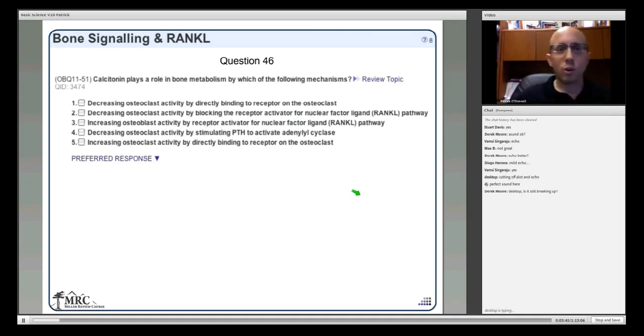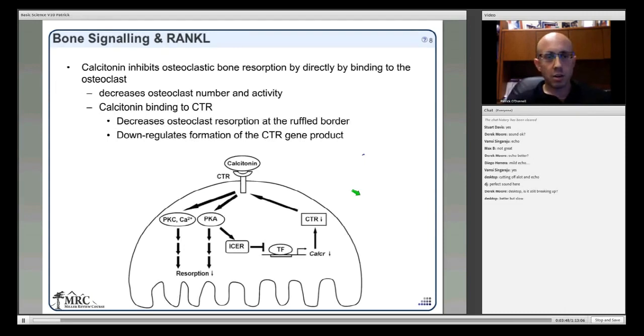Next question, 46. Calcitonin plays a role in bone metabolism by which of the following mechanisms? To get this question right, you need to know a little bit about the cell signaling of calcitonin on the osteoclasts. So calcitonin actually inhibits osteoclastic bone resorption by directly binding the cell surface receptor, the calcitonin receptor seen here. What it does is it decreases the osteoclast number and activity. So after it binds to the calcitonin receptor, it decreases the resorption through an intracellular signaling cascade.